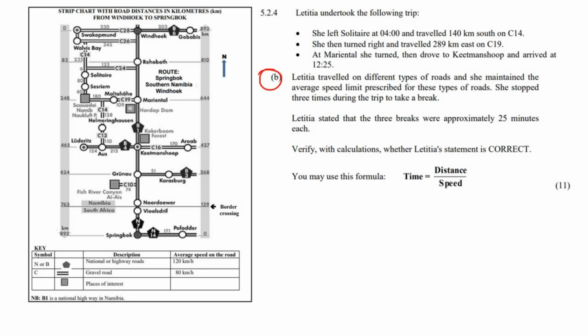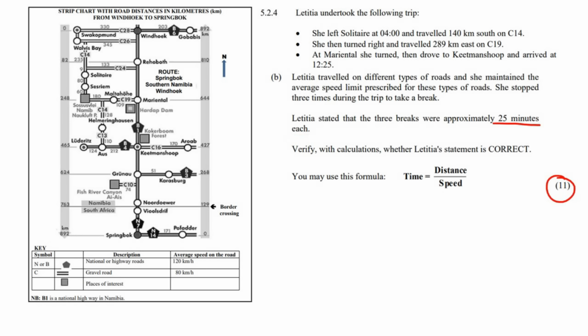Okay, and then this part of here says that Letitia traveled on different types of roads and she maintained the average speed limit prescribed for each of these roads. She stopped 3 times during the trip to take a break. Letitia stated that the 3 breaks were approximately 25 minutes each. Verify with calculations whether Letitia's statement is correct for 11 marks.